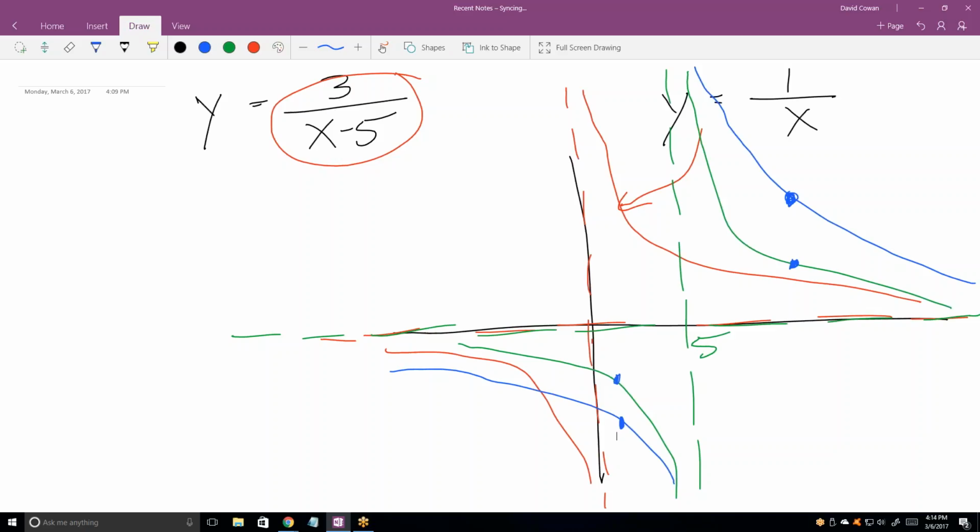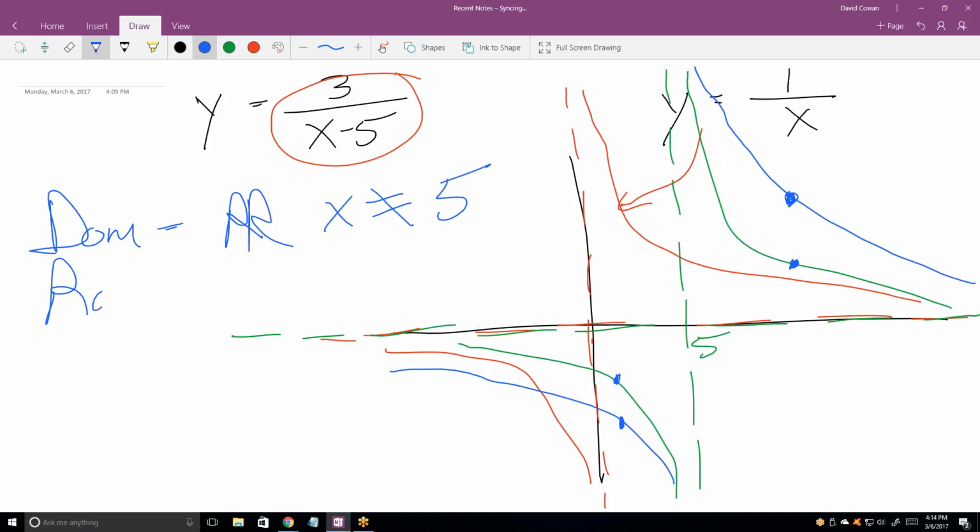Okay? They want 3 things here. They want you to graph it, and they want you to state the domain and range. What's the domain? Is the domain all real numbers not equal to 5? Good. What's the range? All real numbers except 0? Except y not equal to 0.